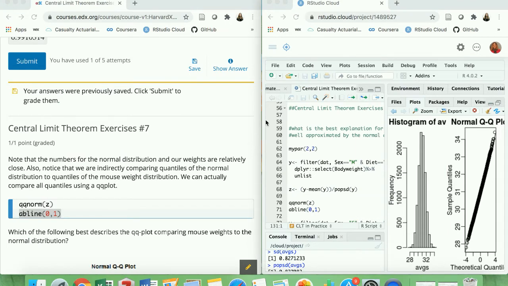Okay. The last bit of these exercises asks to make a comparison between the other mice, so the females, and in different diet. Note that the normal distribution and our weights are relatively close. And also notice that we are indirectly comparing quantiles of the normal distribution to quantiles of the mouse weight distribution. We can actually compare all quantiles using a QQ plot.